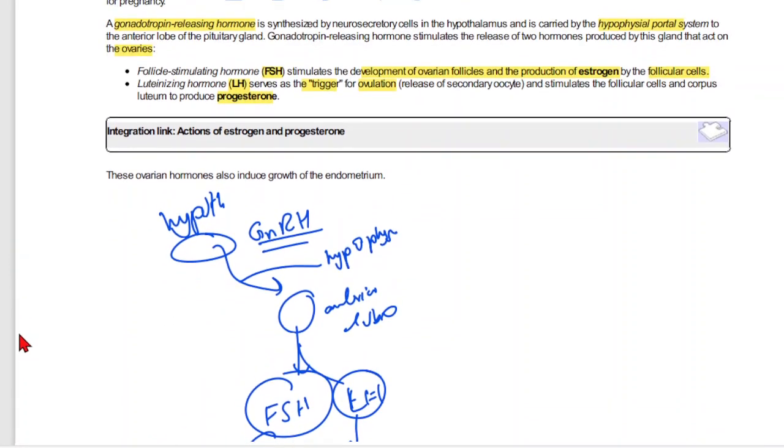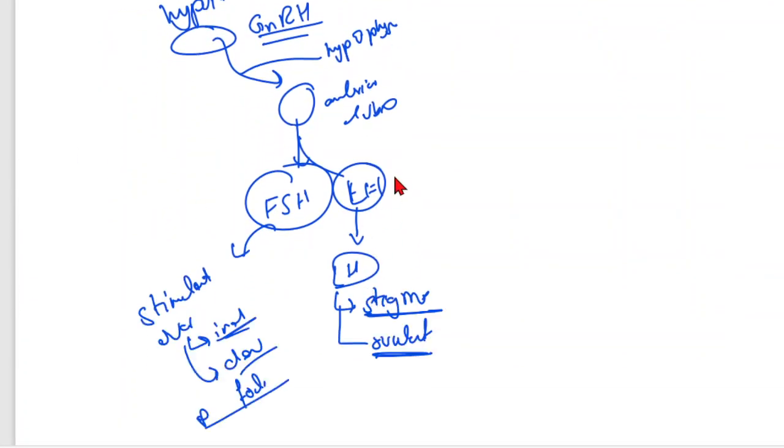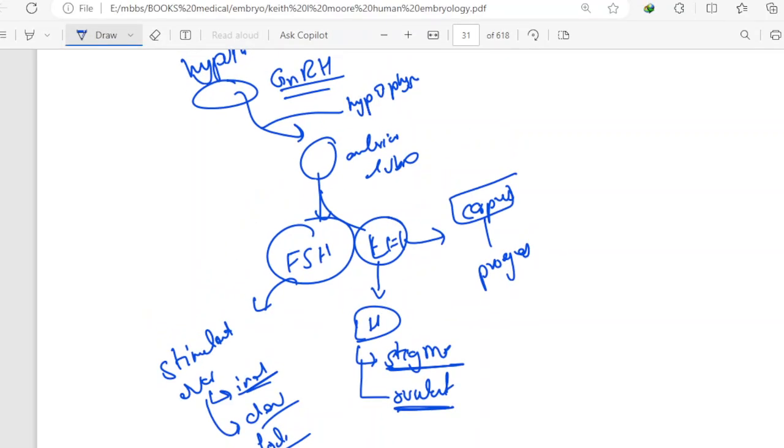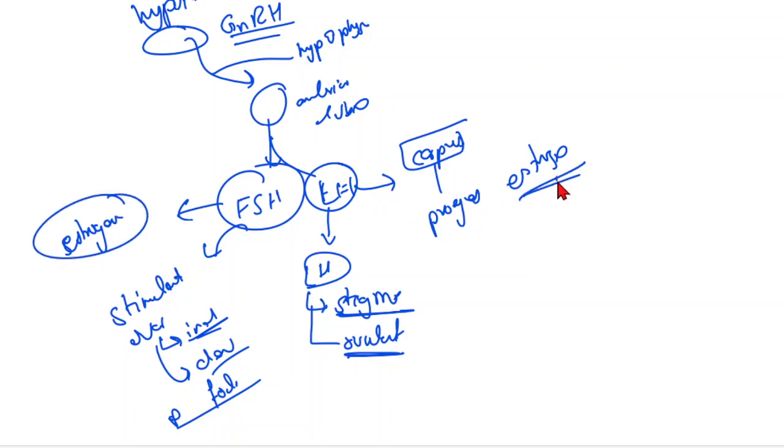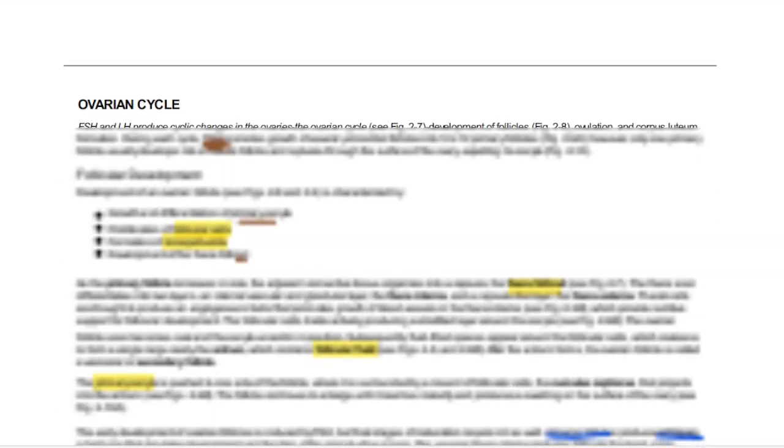And another thing, when LH is released, after the LH, the primary follicle converts into the corpus luteum, and the corpus luteum releases progesterone and estrogen. Another thing is that FSH also stimulates the cells to release estrogens. And progesterone and estrogen work on the endometrium to increase its thickening and vascular supply, blood supply, etc. Okay, so let's come here and discuss one by one.